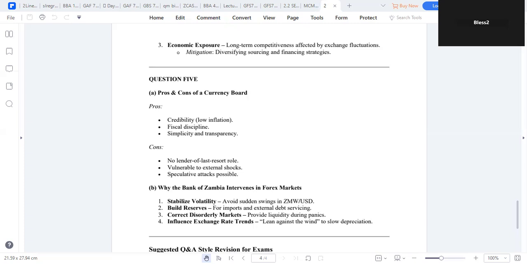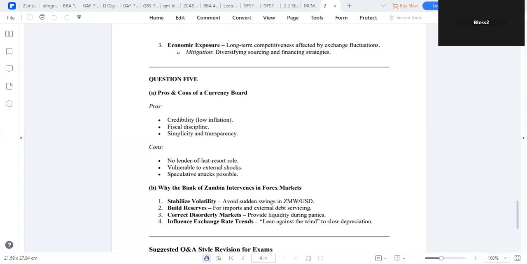All right. So the last part: why the Bank of Zambia intervenes in foreign markets. So the Bank of Zambia is actively involved to manage the value of the kwacha, to stabilize its financial condition, and to also support economic growth of Zambia generally. So the reason why it must intervene is, number one, to stabilize volatility. So frequent fluctuations in the Zambia US dollar exchange rate can disrupt trade, investment, and also planning. For instance, sudden depreciation increases the cost of imported goods and fuel, and fluctuations erode investor confidence. So the Bank of Zambia is there to smooth short-term swings.